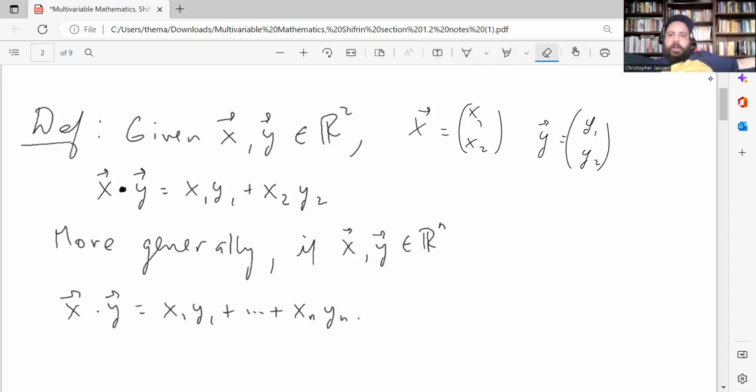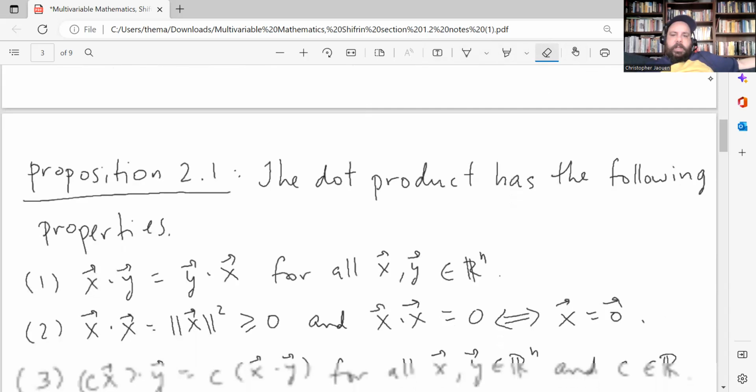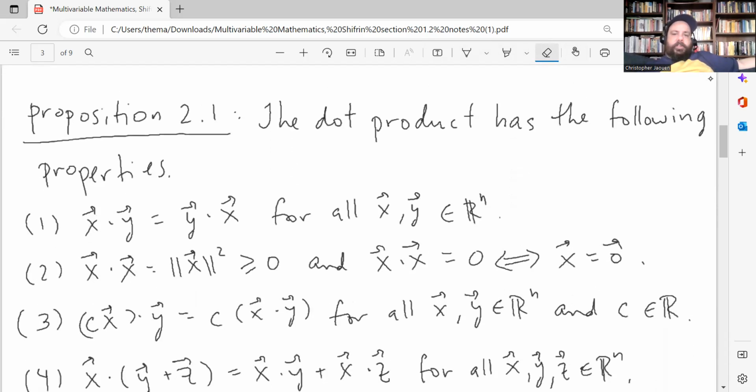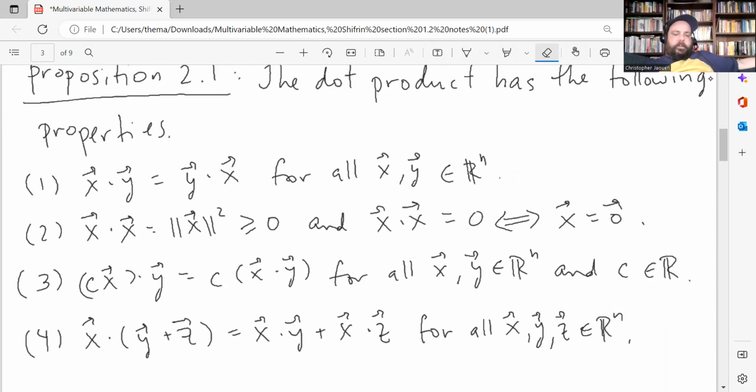There are a bunch of properties that the dot product has, which he lists in Proposition 2.1, and we'll prove these. I'll read them out first, and then we'll prove them. Property 1 says x dot y is equal to y dot x, meaning that the dot product is a commutative operation. That holds for any vectors in Rn. If you take the dot product of a vector with itself, it gives you the length squared, which means that the dot product of a vector with itself is always non-negative, and it's only 0 when the vector x itself is the 0 vector.